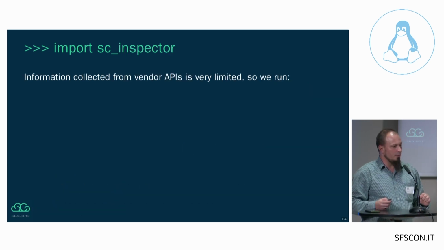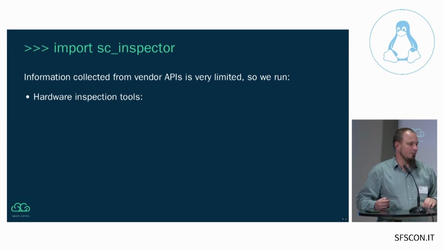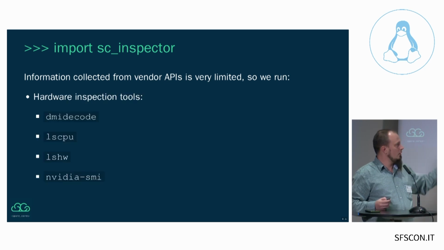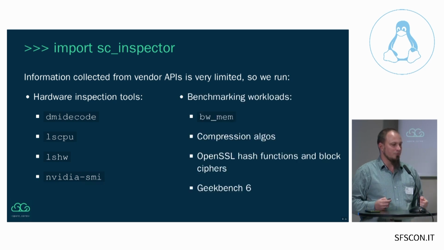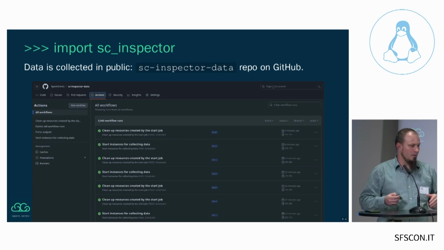Another component that we have developed is the inspector, which is run on every single server that we track, and it will do some hardware inspection. Some examples can be seen here. We are adding new features now, like keeping track of all the storages, because you cannot get that from the API, and a bunch of benchmarking workloads. We have added many more since then, like checking the performance of Redis or serving static websites and so on. Again, this is on GitHub.